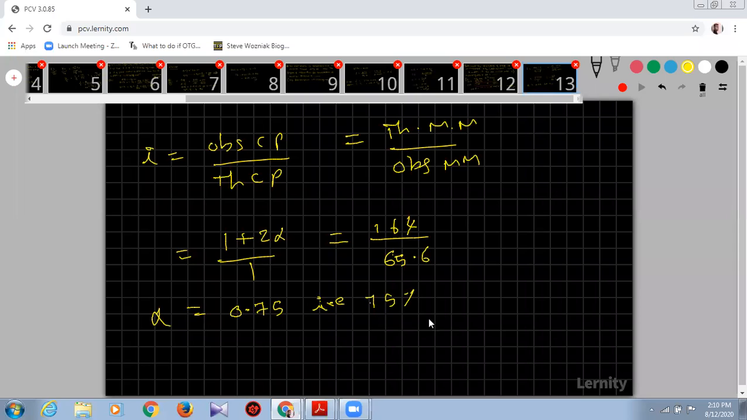Okay, so you understand. That's why I'm telling you to look into what data they give and what we need to find out. Yes, 75%.